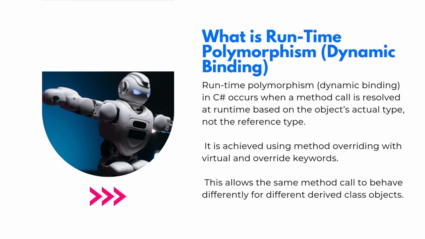What is runtime polymorphism? Dynamic binding. Runtime polymorphism, dynamic binding, in C# occurs when a method call is resolved at runtime based on the object's actual type, not the reference type. It is achieved using method overriding with virtual and override keywords. This allows the same method call to behave differently for different derived class objects.